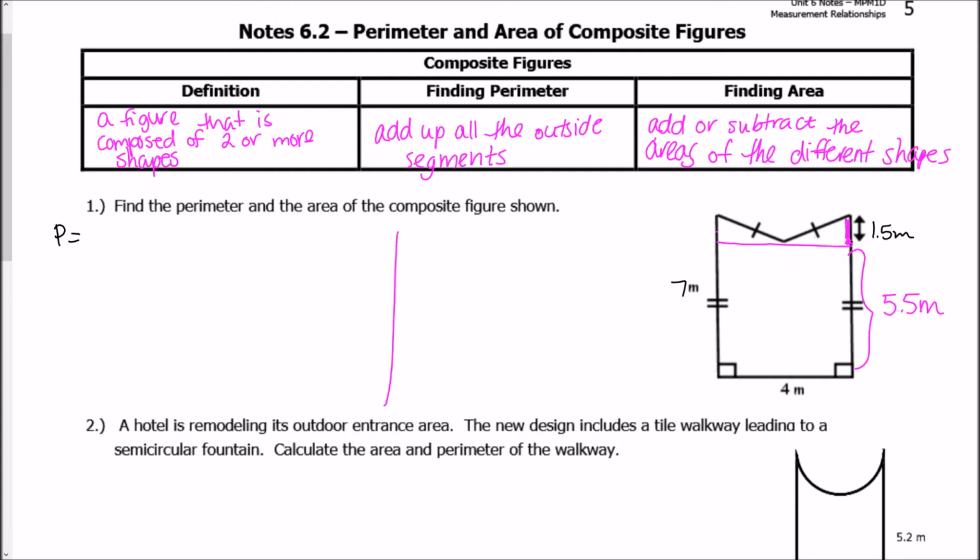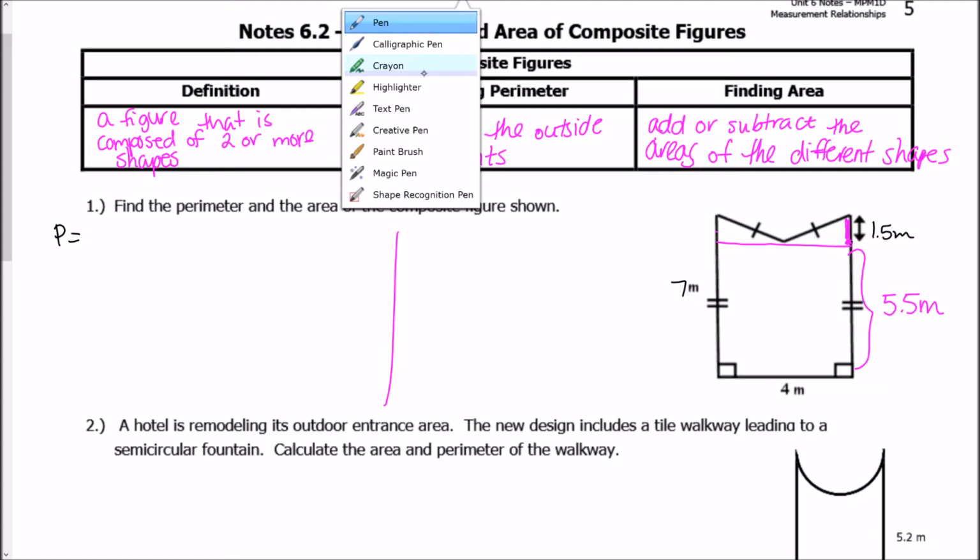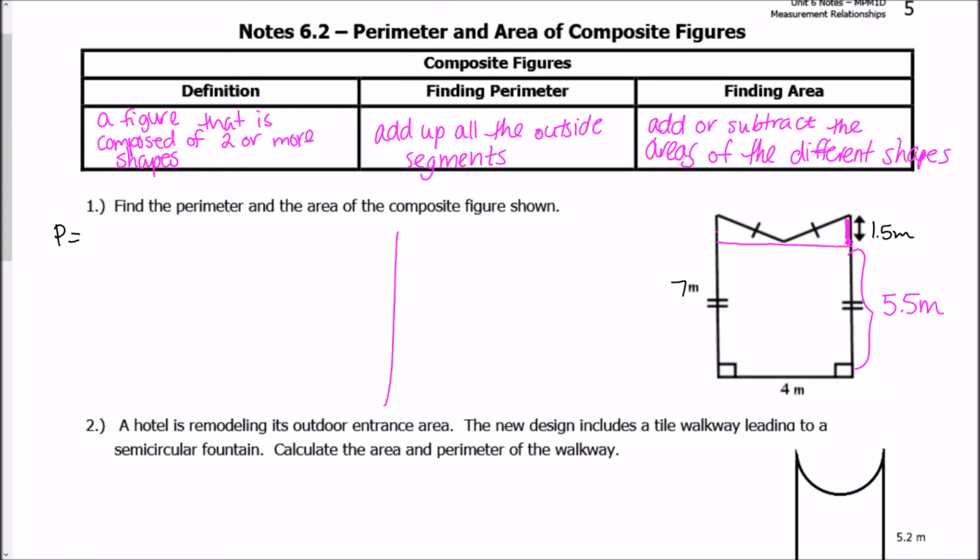So if you guys notice right here, we have, I'm going to highlight it for you guys so you can see it, a length of 7 right here and another length of 7 right here. We also have a length of 4 right here. And we also have these two lengths which are congruent to each other. So we need to figure out what those two lengths are. And at this point in time, we don't know what they are. So we have to calculate those values.